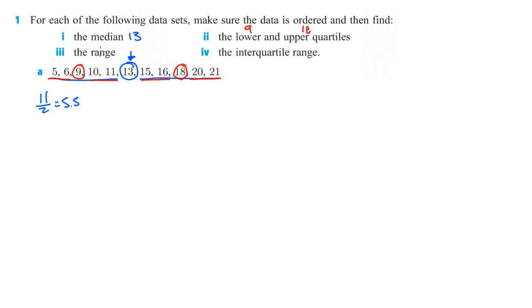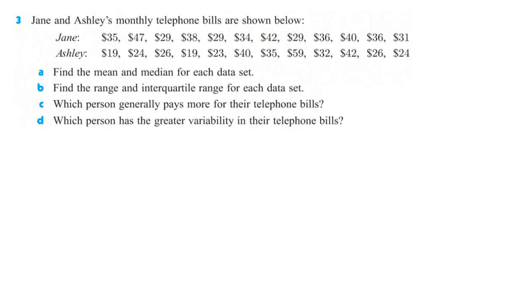So now that we have that, we can find the range. Well, we don't even need that to find the range. The range is going to be, for part 3, take 21 minus 5, which is 16 for our range. And then the interquartile range, for part 4, is simply going to be 18 minus 9, which is 9. Okay? All right, let's take a look at the next one.